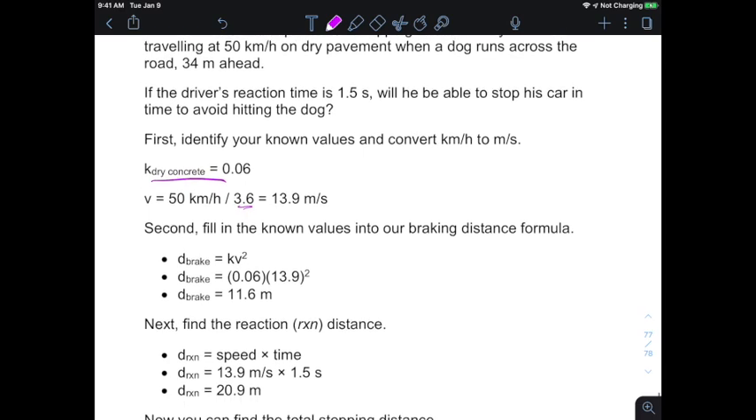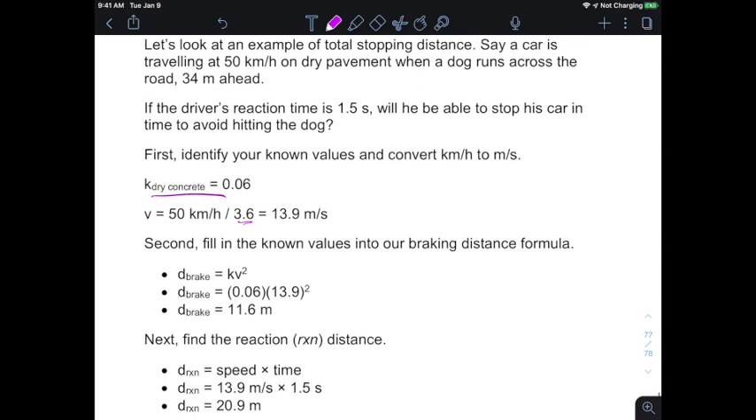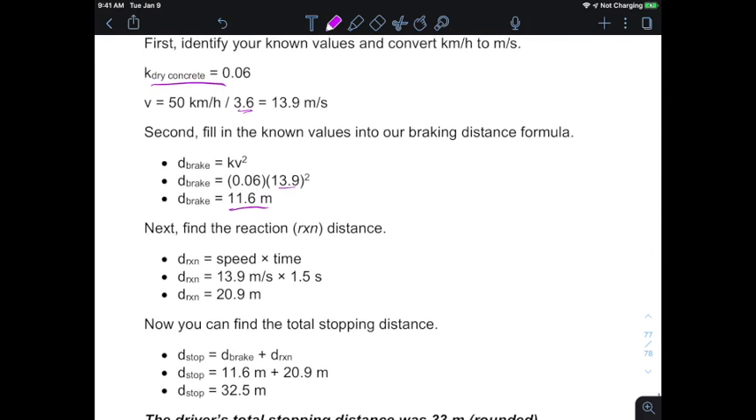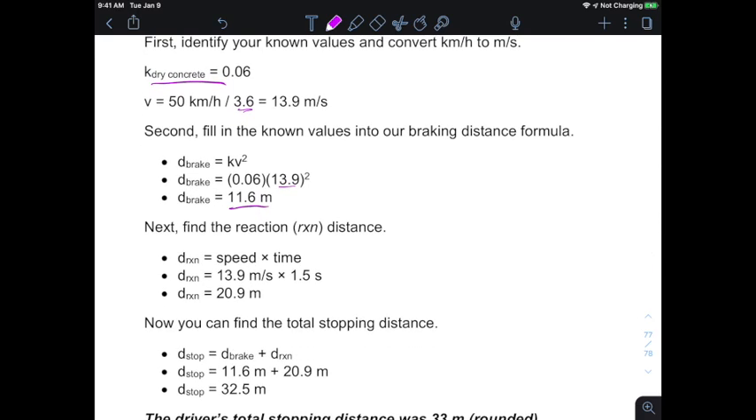13.9, and then we need to look at the braking distance. So the braking distance is going to be the coefficient multiplied by the speed squared. That gives us 11.6 meters. And now we find the reaction time distance. So we're going to take speed times time.